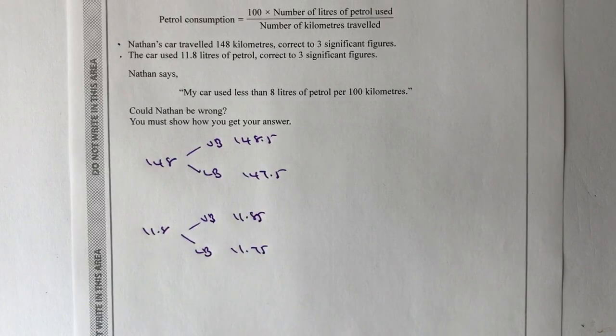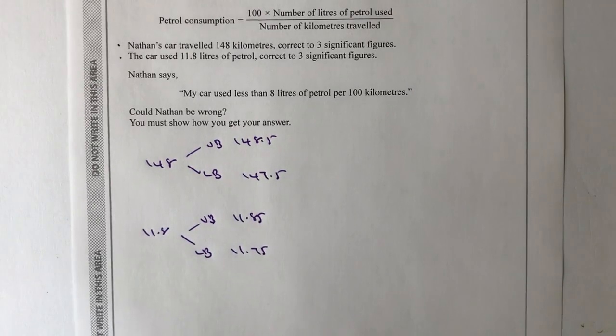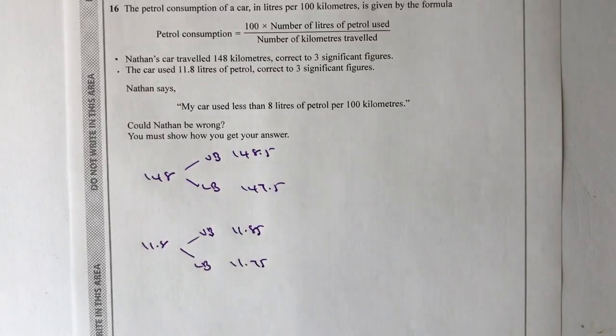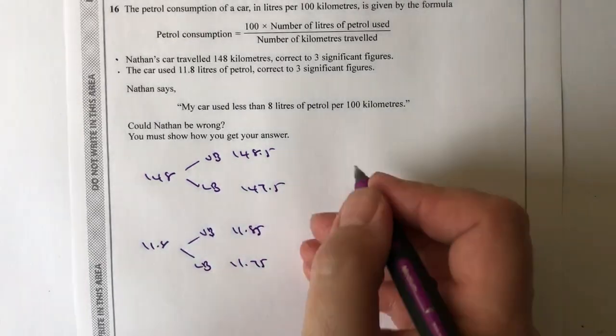So again, if you have a look on the channel, there are some videos on rounding and significant figures and bounds and all that sort of stuff. Okay, so let's have a look now at the formula. Nathan says my car used less than 8 litres of petrol per 100 kilometres. Okay, so let's look at the upper bound.